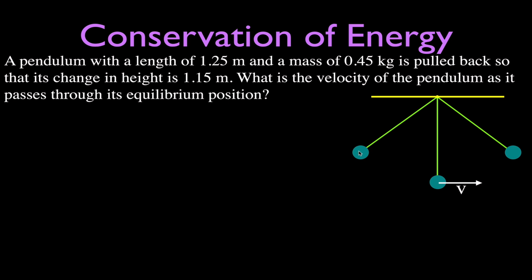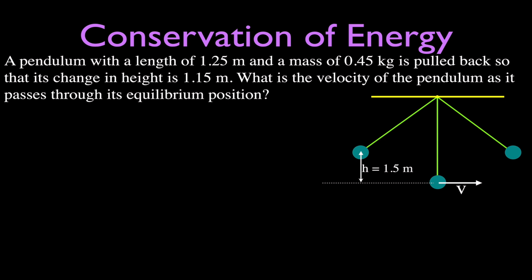And we want to know what is the velocity of the pendulum as it swings through its equilibrium position right down there at the bottom, the lowest height. And that is what we mean by the change in the height from the position at equilibrium to the position at its greatest displacement.